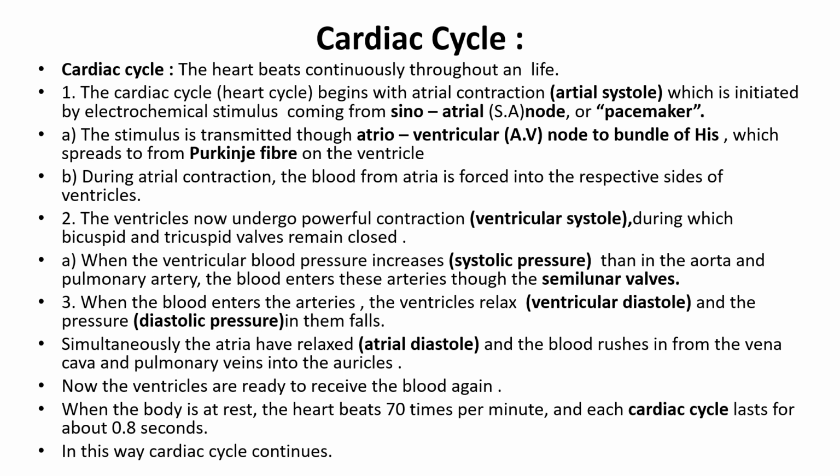So in this way, even at rest, the heart beats 70 times per minute, and each cardiac cycle lasts for 0.8 seconds. In this way, the cardiac cycle continues. So the cardiac cycle is the alternate atrial and ventricular systole and diastole, contraction and relaxation.